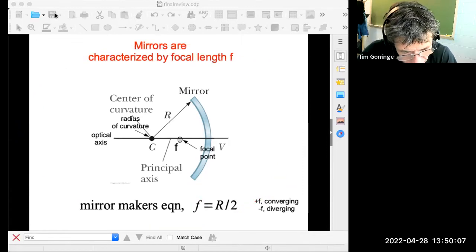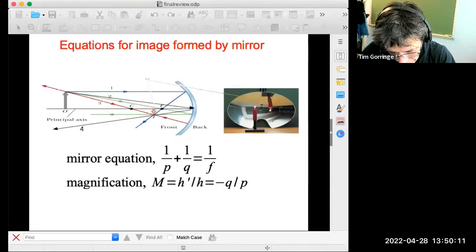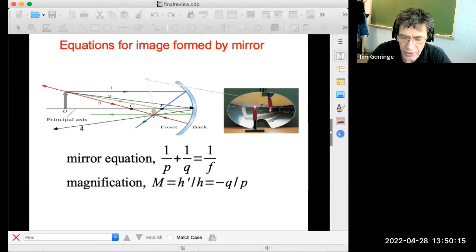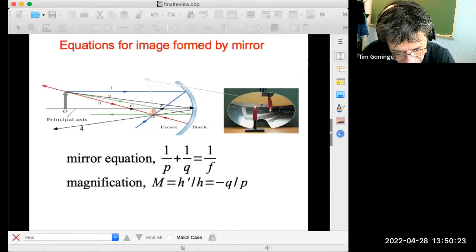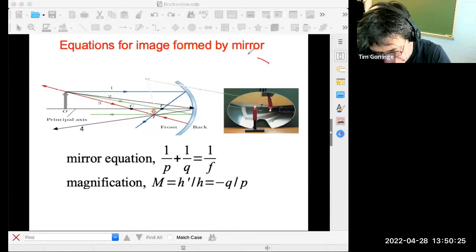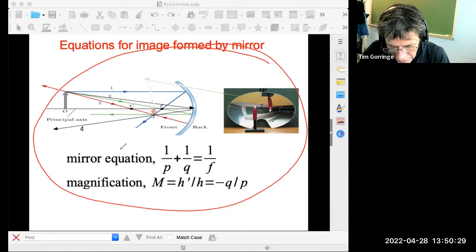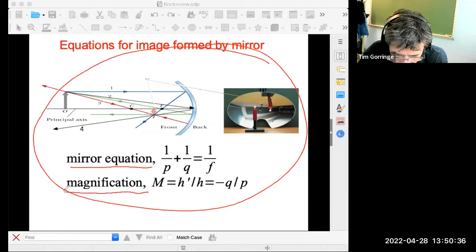And then once you have that focal length, you can calculate image formation by mirrors and understand image formation by mirrors using that focal length and this pair of equations here. So this pair of equations we use for mirrors and the images that are formed by mirrors. There's the mirror equation and there's the magnification equation.